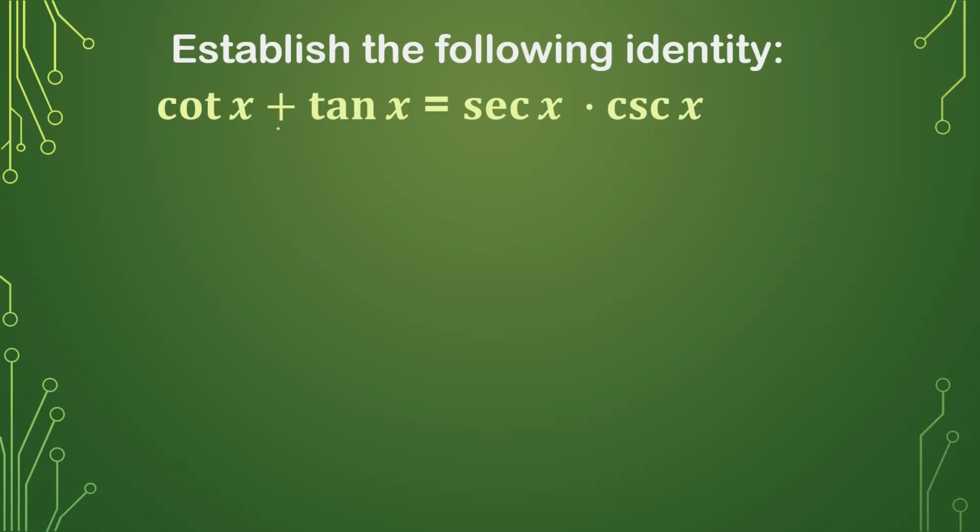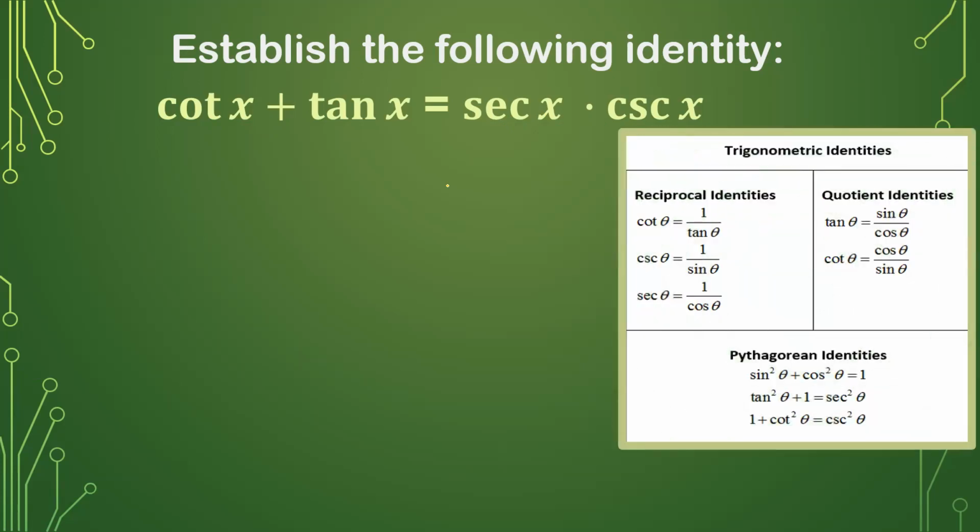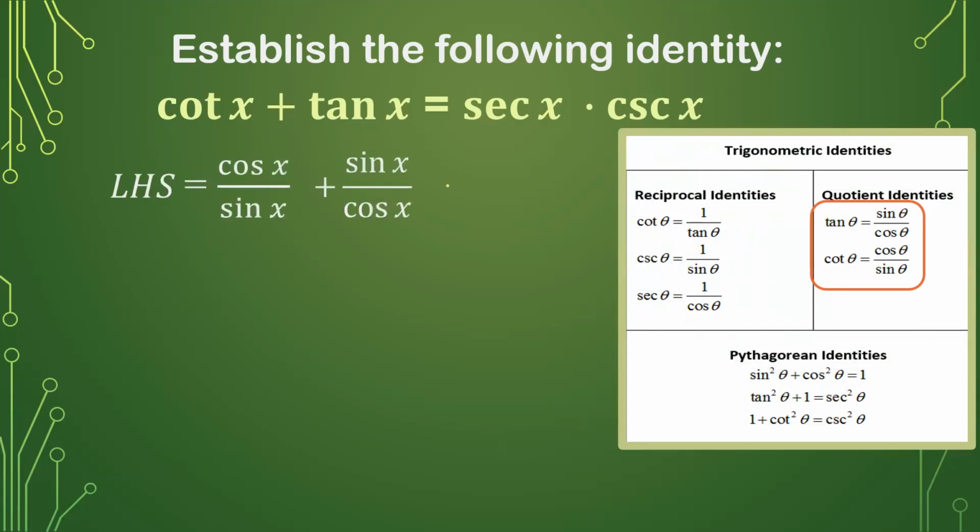Take note, this is addition. The left side is addition. The right side is multiplication. So, let's use our known identities. We can make use of this for the cotangent and tangent. Remember, our variable is x. So, we'll just adjust. Instead of cosine theta over sine theta, we'll write cosine x over sine x and sine x over cosine x.